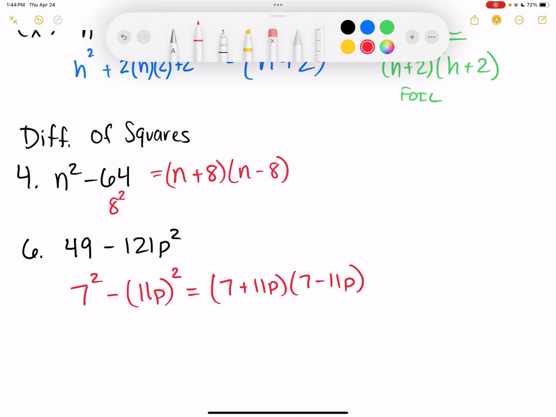Let's see. 8. 225x squared minus 144y squared. Is there something that we can square that's equal to 225? 15. I think so. My follow-up question would be, is there anything I can take out of this?